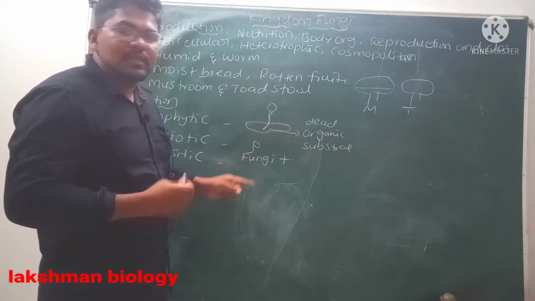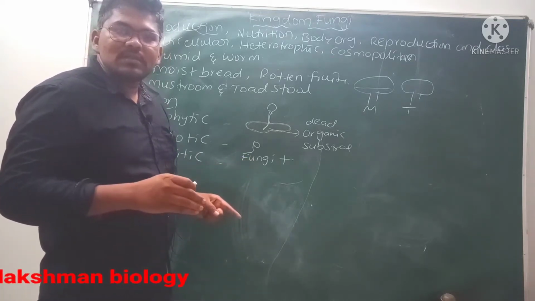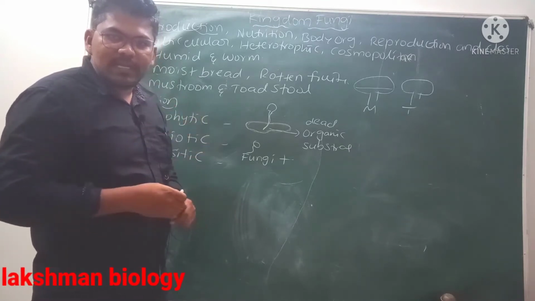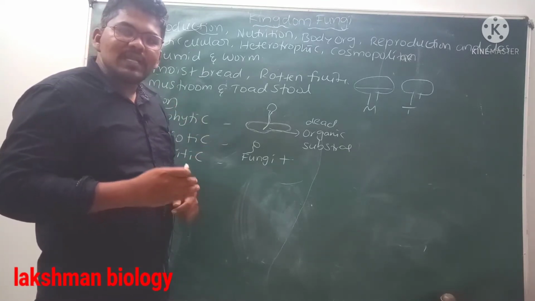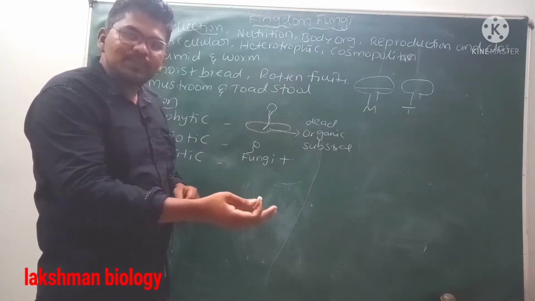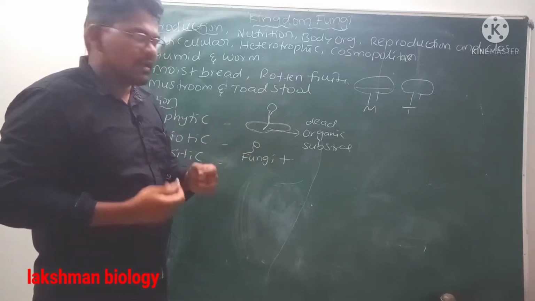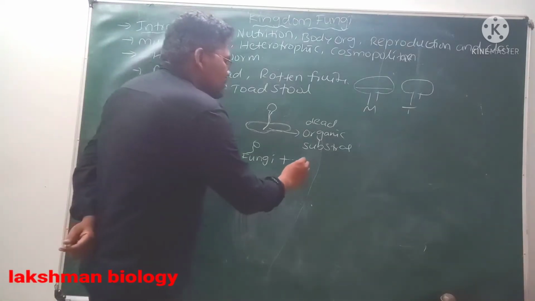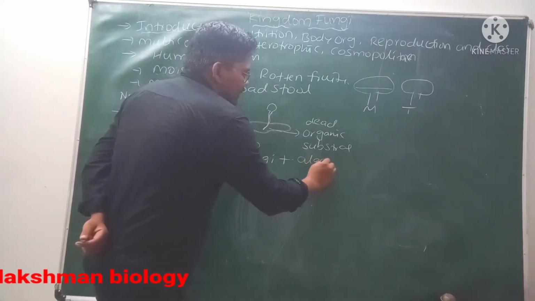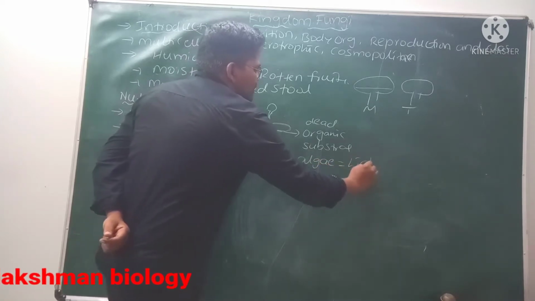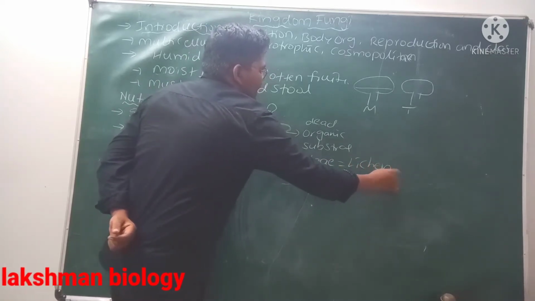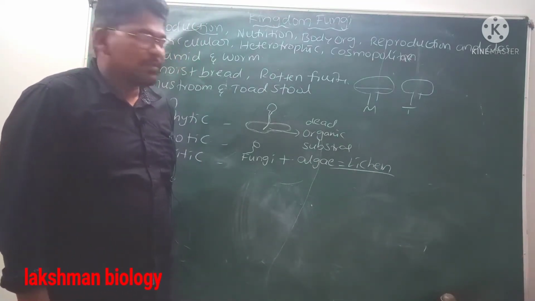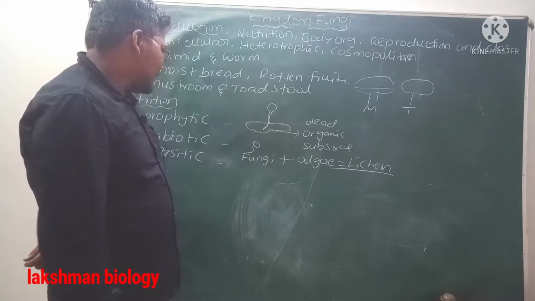Like that, here fungi live with other organisms in the form of a symbiotic relationship, in which fungi will give something to the other organism and it will get something from that organism. An example for that is, if fungi live along with algae, then that association is called a lichen. Lichen is the symbiotic relationship between the fungi and algae.